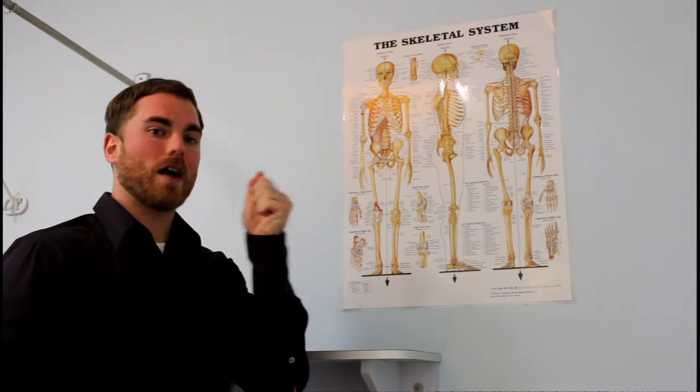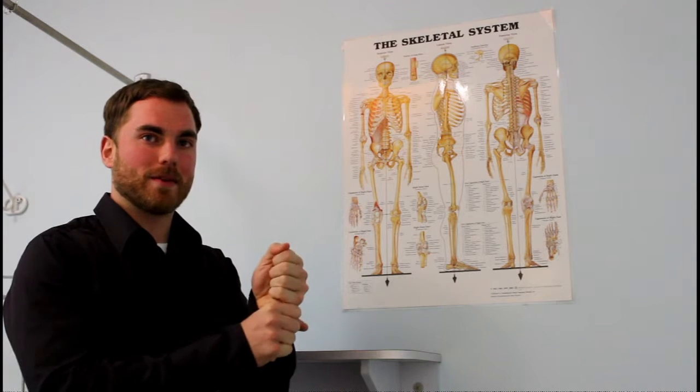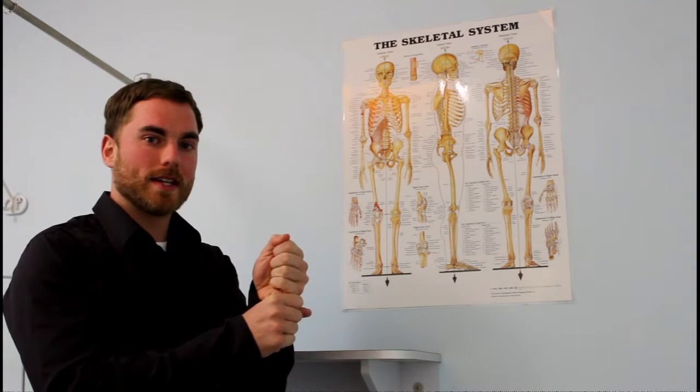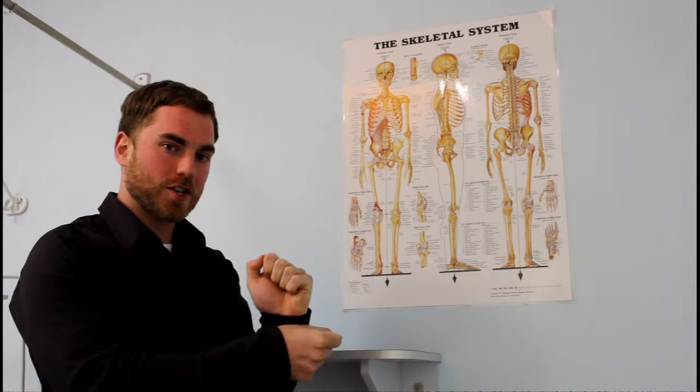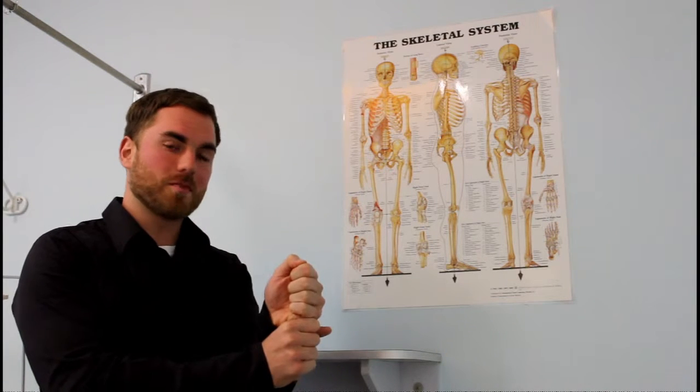At the top we have the femur. Down below we have the tibia and the fibula. Together they make up the knee joint. So the knee allows for flexion movements and also extension movements.